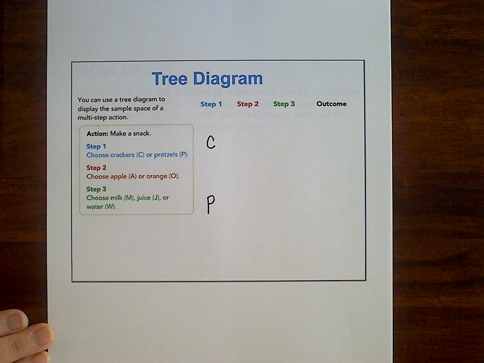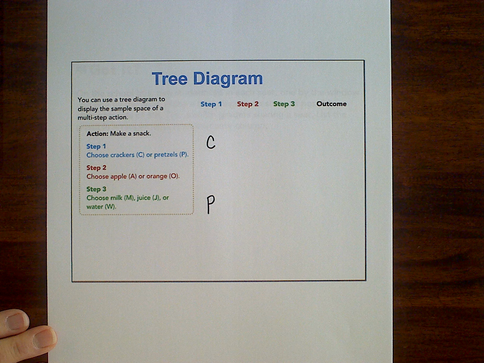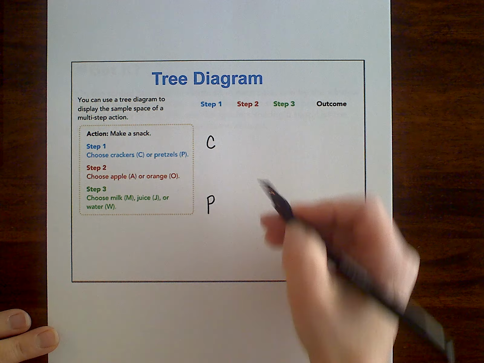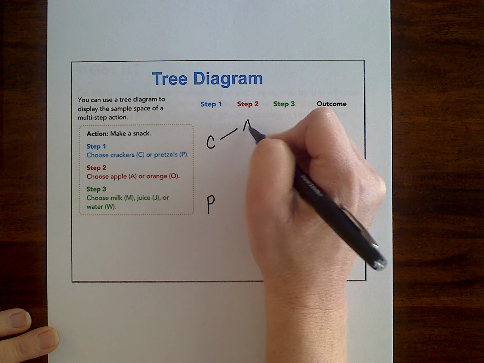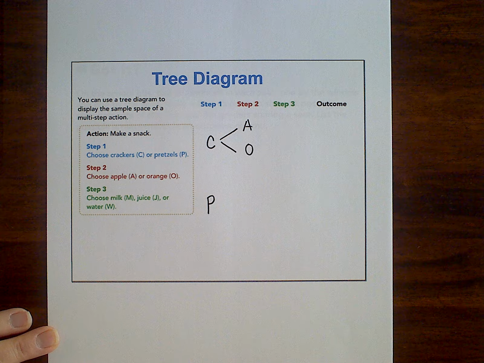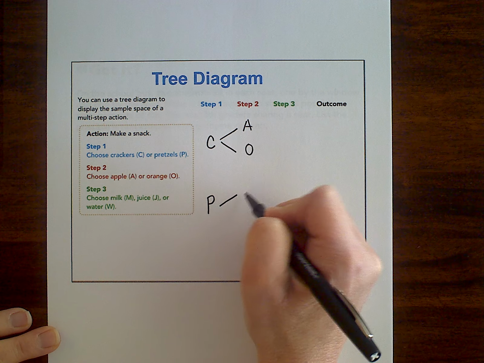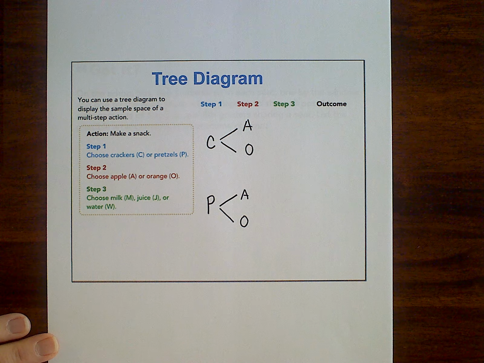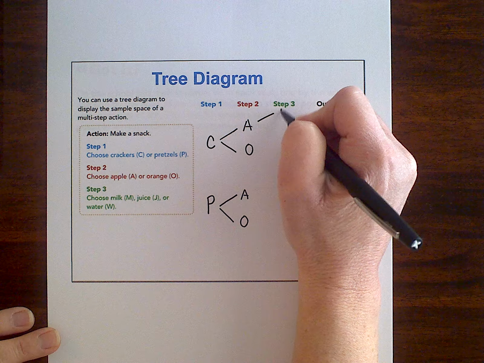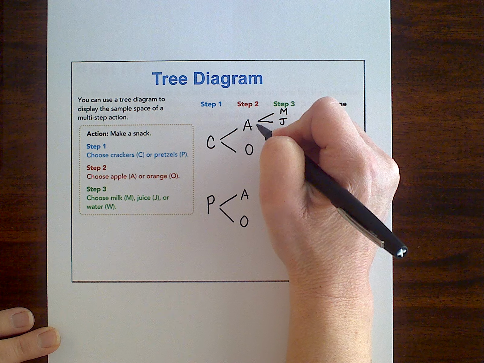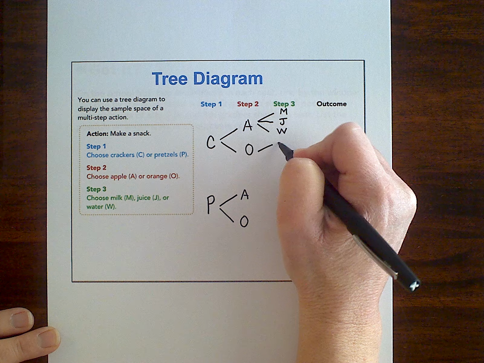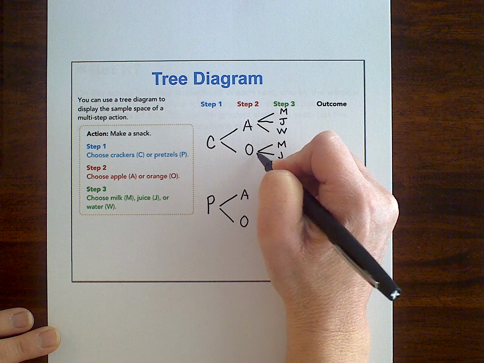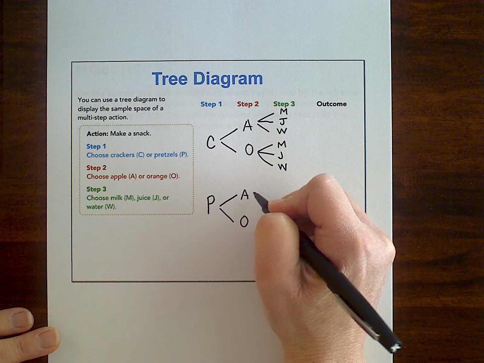Step 2 is to choose apples or oranges. So if I choose a cracker, I could get an apple or I could get an orange. But if I had decided to go with pretzels, I could have apple or orange. And finally, I have types of drinks to choose from, which is milk, juice, or water. And so we have milk, juice, water, milk, juice, and water. And we're going to continue to build this off.